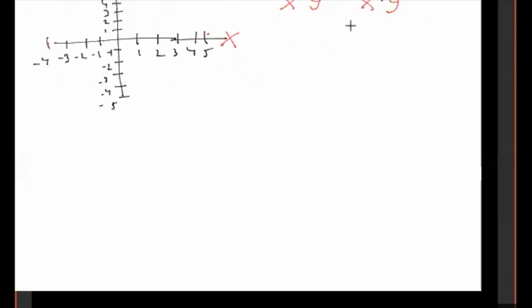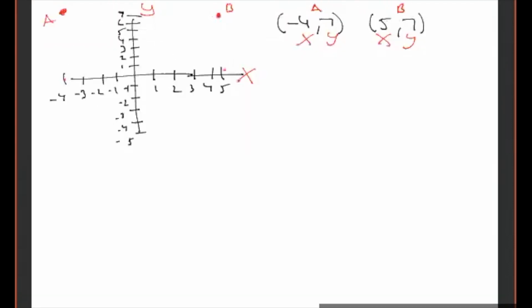So let's look at this. This is the important part. What do we see that are the same? The 7. So we're going to be looking at the x-axis. Why? Because these are the same. We're trying to find the distance. Well, the next thing you should ask yourself is, are the x coordinates the same, or are they different?